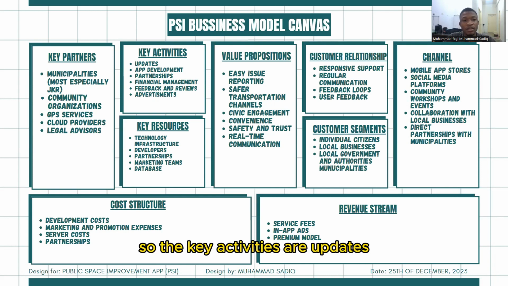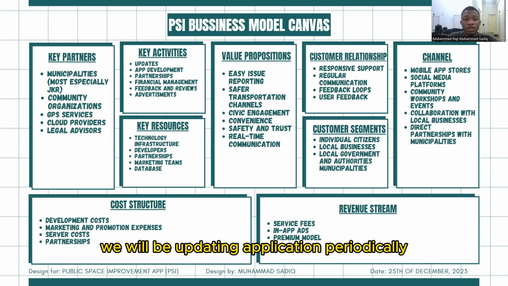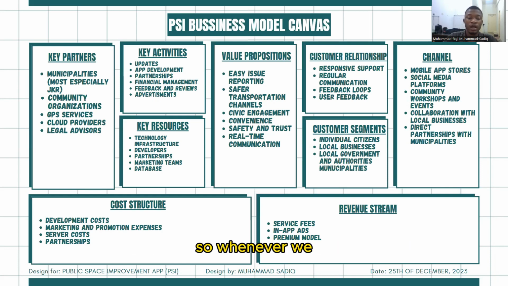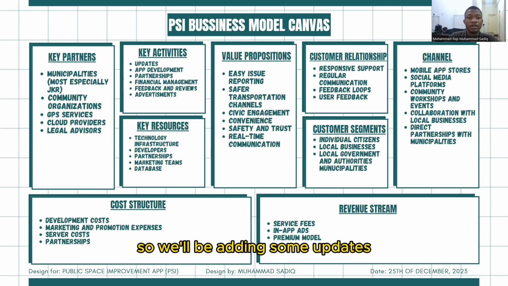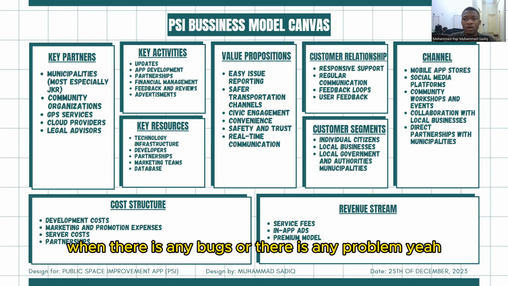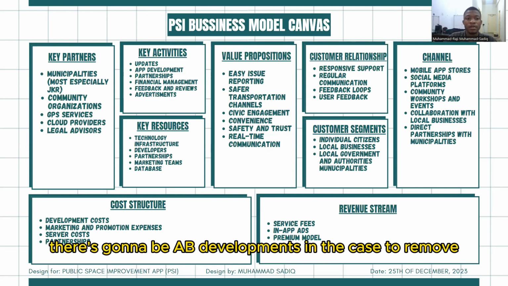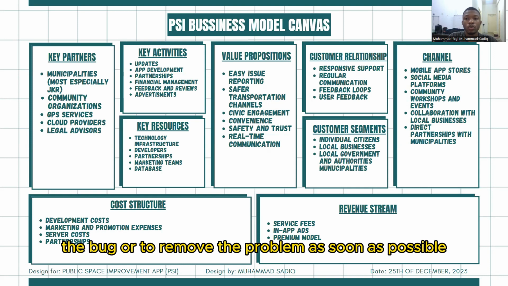So the key activities are updates. Yes, updates, we will be updating the application periodically. So whenever we need to add some new features to the application, we'll be adding some updates. And second is app development. So app development, when there are any bugs or any problems, there's going to be app development, so as to remove the bug or the problem as soon as possible.